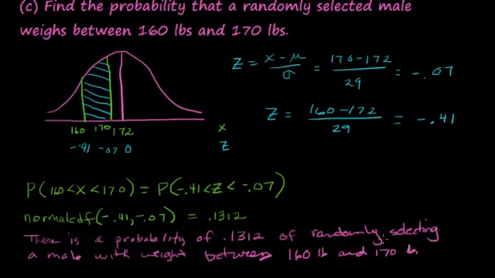Now all these interpretations, another thing we can always add is, in other words, about 13.2% of adult males weigh between 160 and 170. That's what we're really saying, because we're talking about our whole population here and randomly selecting someone from the population. So in other words, there's a 13.12% probability or chance that any randomly selected male has weight between 160 and 170, because 13% of the male population does weigh between 160 and 170.